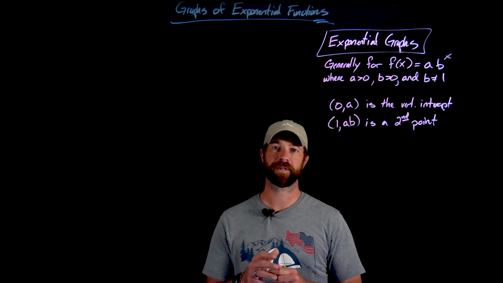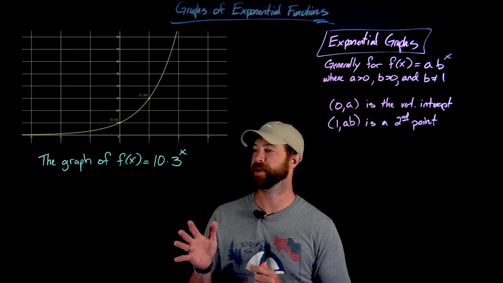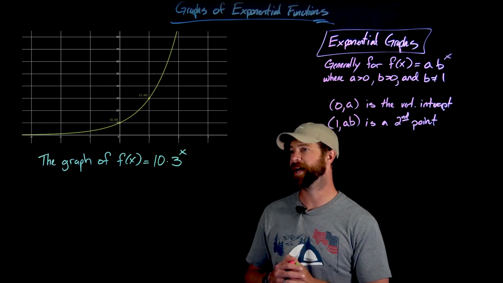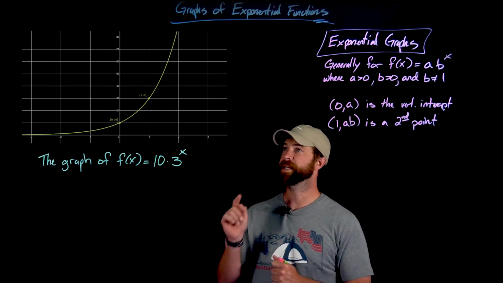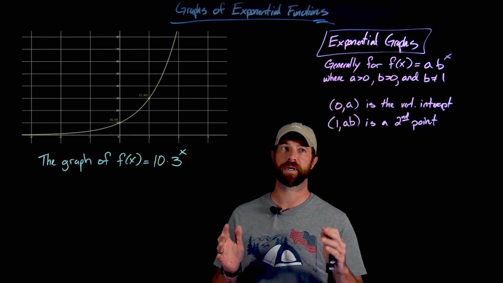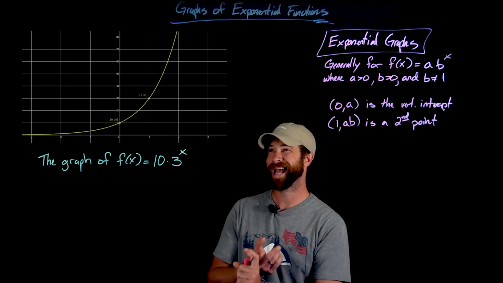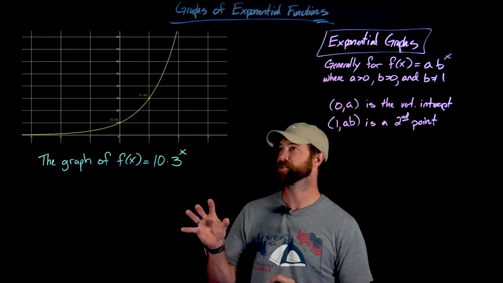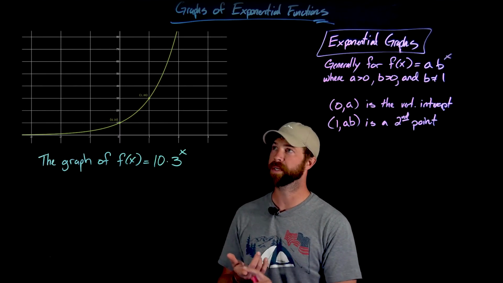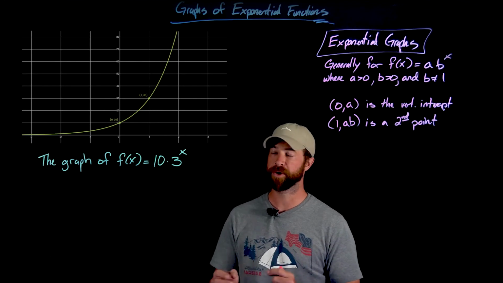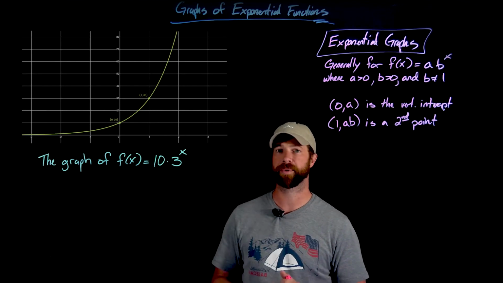Before we go any further, let's look at our first example here of a growth exponential model. f of x equals 10 times 3 to the x. And as you'll see here, I've denoted these 2 points on this graph. At (0, a), a in this case is 10, so we have the point (0, 10). And the second point we've noted is at (1, 30). And again, the 30 comes from the 10 times the 3.